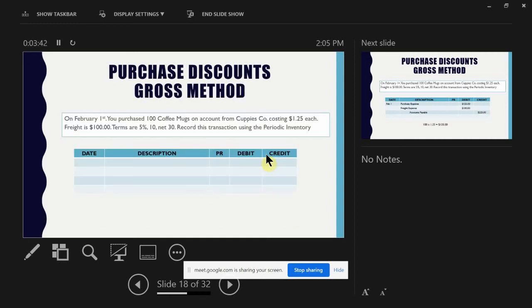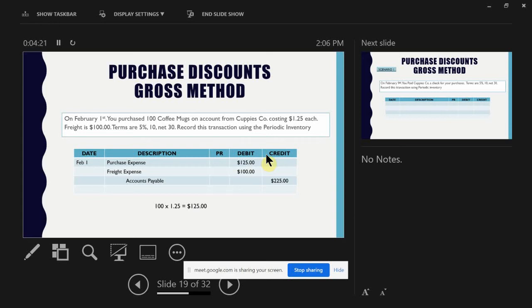So I'm going to show you the gross method first. If you guys remember, when we do the gross method, here we're given a scenario. The company that sold us these mugs decided to give us terms of 5/10, net 30. They're only giving me 10 days to pay back the cash. If not, the whole bill is due in 30 days. So first I'm going to recognize that I made the purchase in the first place. Now I owe them money.